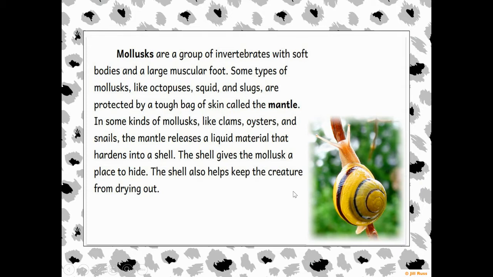In some kinds of mollusks, like clams, oysters, and snails, the mantle releases a liquid material that hardens into a shell. The shell gives the mollusk a place to hide. The shell also keeps the creature from drying out. So if you've ever seen a clam or an oyster, or even a snail, this could be a snail instead of a slug, I'm sorry, they have a shell.